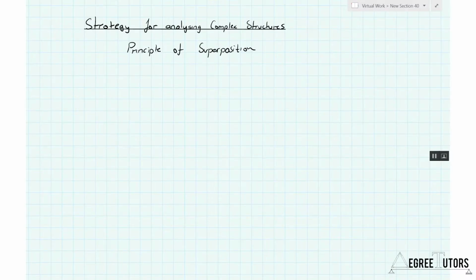In this video, we're going to think about the principle of superposition. We said in the last video that in order for us to analyze these complex structures, we made use of two key principles. One was the principle of superposition and one was the principle of virtual work. I'm going to focus just on the principle of superposition in this particular video. What we will cover is going to be really key to you understanding everything that follows thereafter.